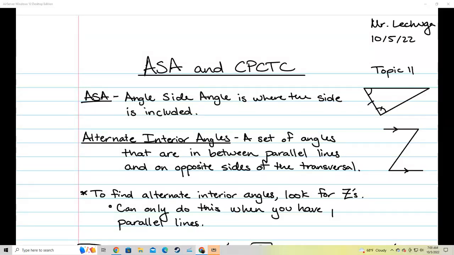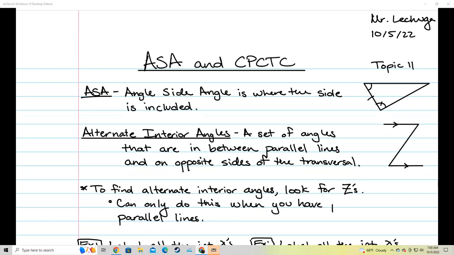Okay, so this is ASA and CPCTC congruence. The first thing we're going to talk about is ASA. ASA is when you have an angle, a side, and an angle. And in this case, the side is included. Again, when I say it's included, I mean it's in the middle.